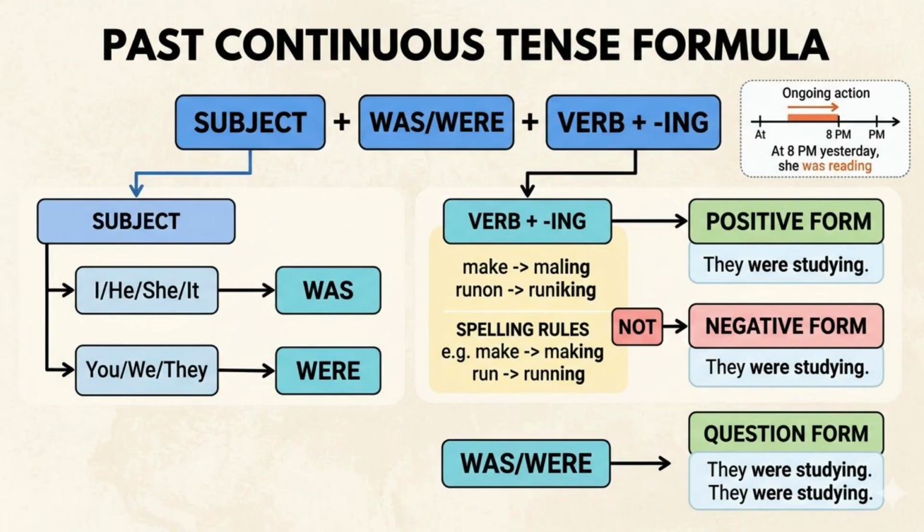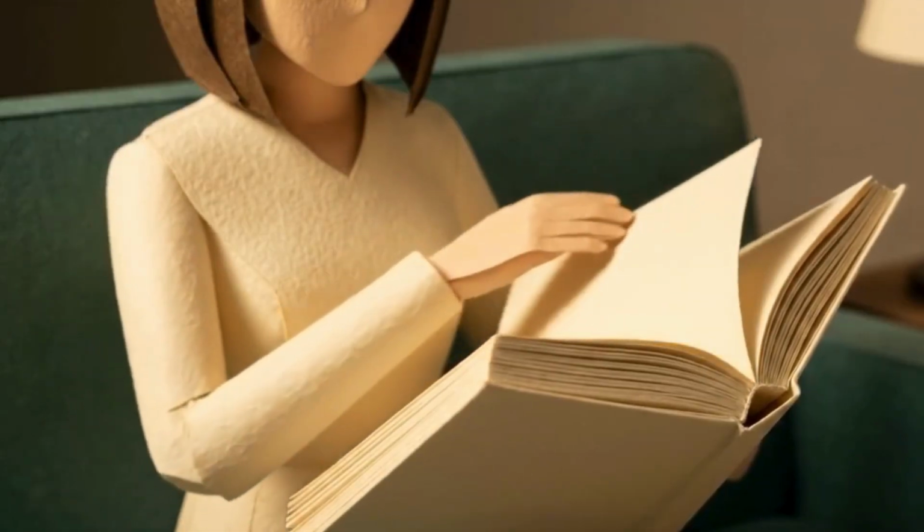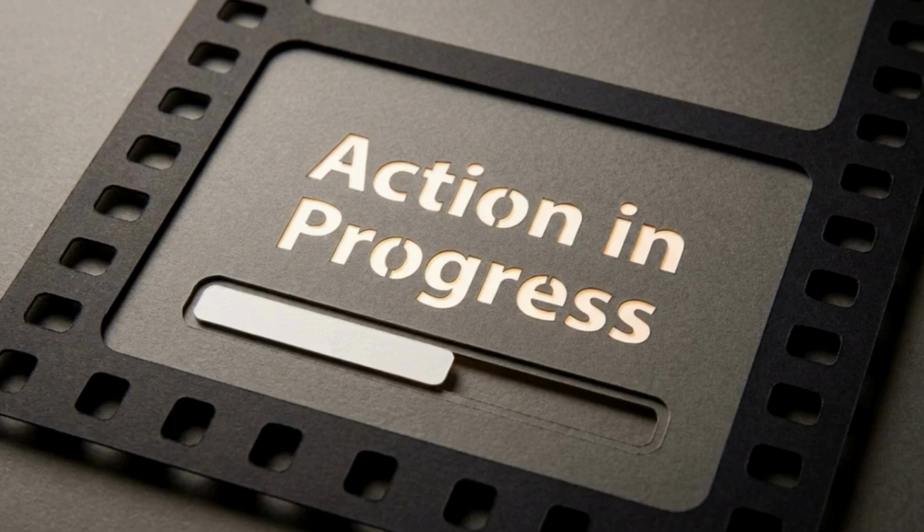To do this, we use the past continuous tense. This diagram shows the precise formula we need to build that background. You simply take your subject, add the word was or were, and attach an ing to the end of your verb. Here on our movie set, we see this in action. Our actor is sitting on the couch, continuously turning the pages of her book. We describe this by saying, I was reading.